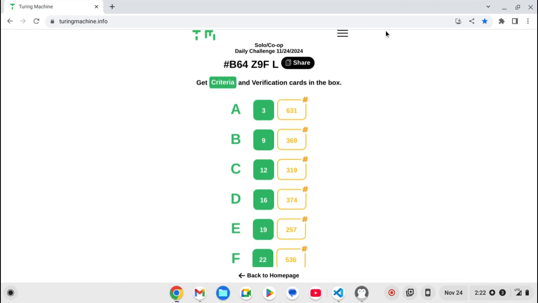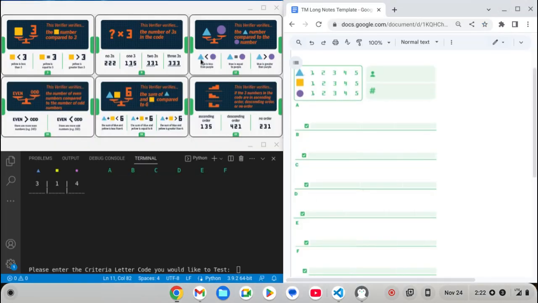Let's go solve. So in the grid above, we've got our 6 criteria cards. On the top row, we've got criteria card A, criteria card B, and criteria card C. On the bottom row, we've got criteria card D, criteria card E, and finally criteria card F. Criteria card A takes a look at our middle digit, the square digit, and compares it to the number 3. Should the value of square be less than 3? Should it be equal to 3? Or should the value of square be greater than 3?